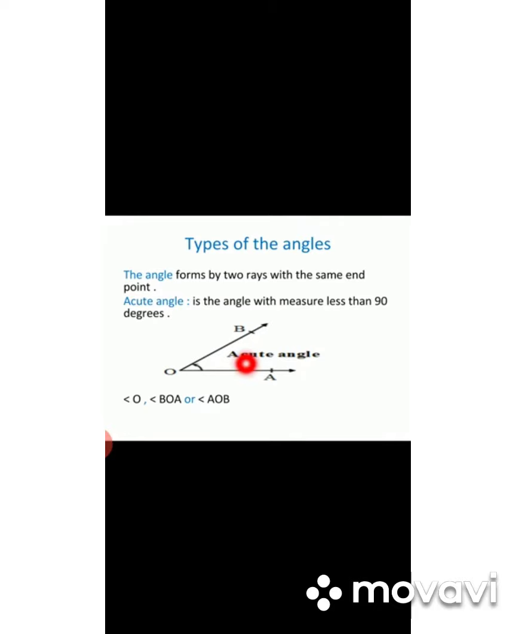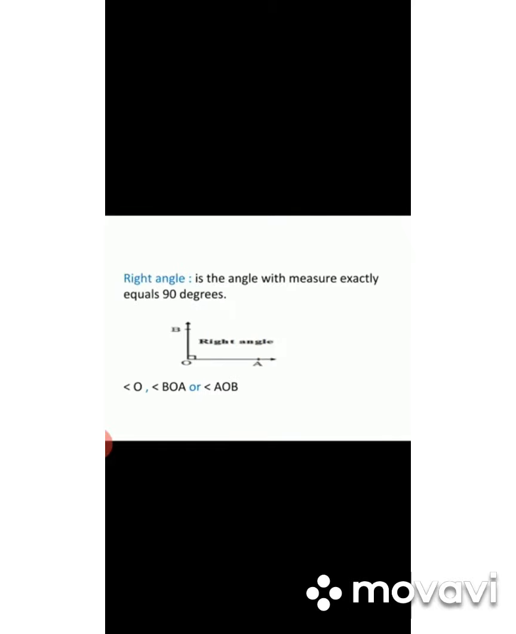Acute angle. Acute angle is the angle with measure less than 90 degrees, like this figure. This angle is called acute angle. Its measure is less than 90 degrees. So any angle with measure less than 90 degrees is called what? Yes, it's called acute angle. If the angle has measure 72 degrees, it will be an acute angle. If the angle has measure 89 degrees, it will be an acute angle. So any angle with measure less than 90 degrees will be an acute angle.